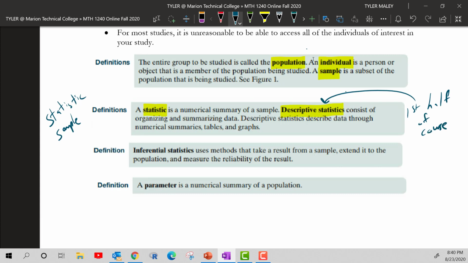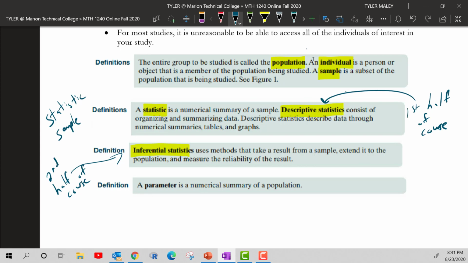And then inferential statistics is next. That uses methods that take a result from a sample, extend it to the population, and measure the reliability of the result. Like before, we talked about confidence intervals a little bit. Like being 95% confident that Marion Tech student commute time is between 20 and 23 minutes. That's an example of inferential statistics, right? So we're going to talk about that. That'll show up roughly in basically the second half of the course, right? It's not actually cut in half, but just about, right?